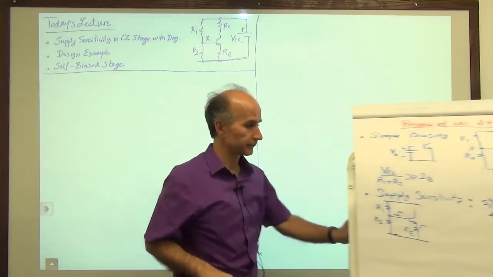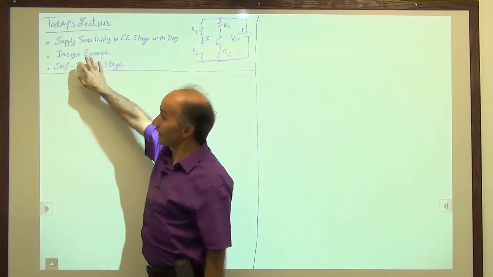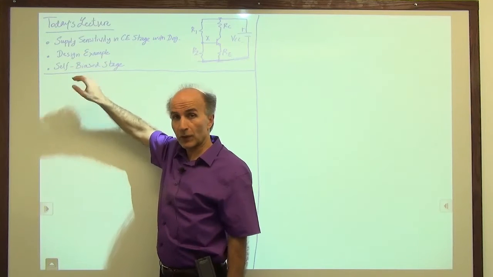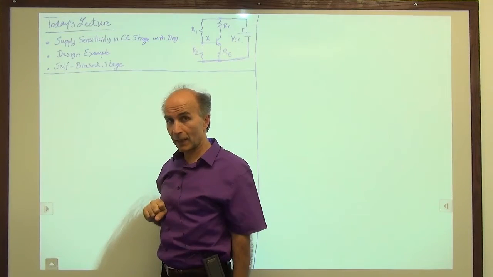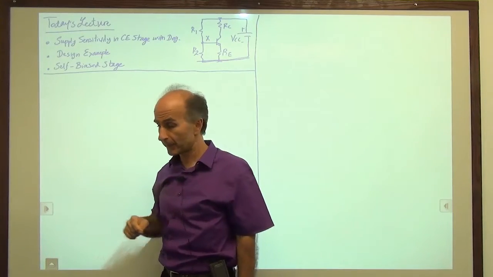All right, so today we will look at that, and then we'll go over a design example, and then we'll go to a new stage called the self-bias stage, which also has some good properties.